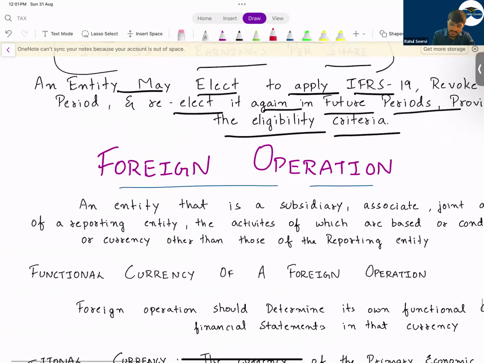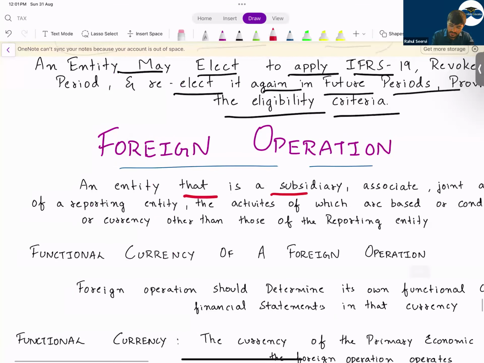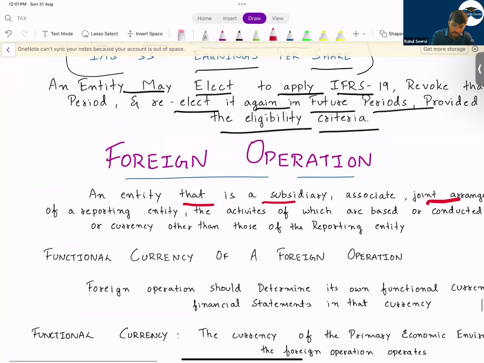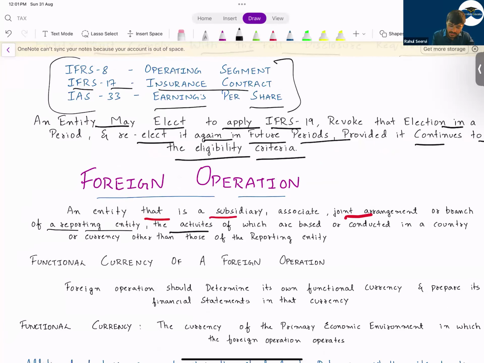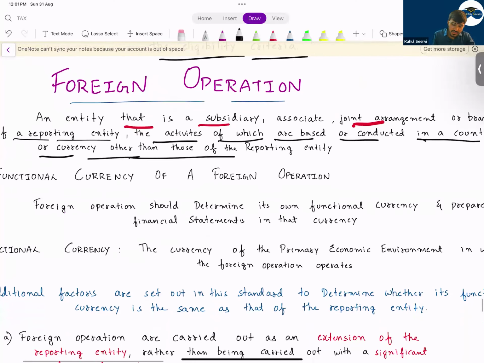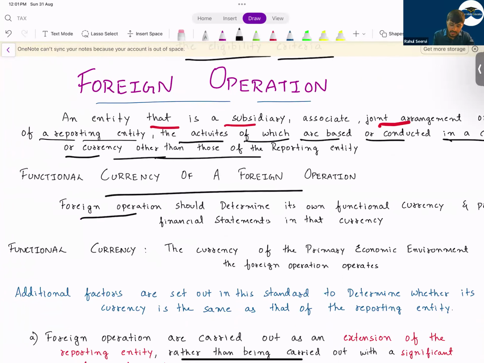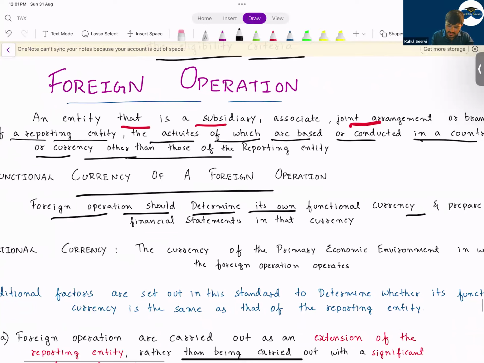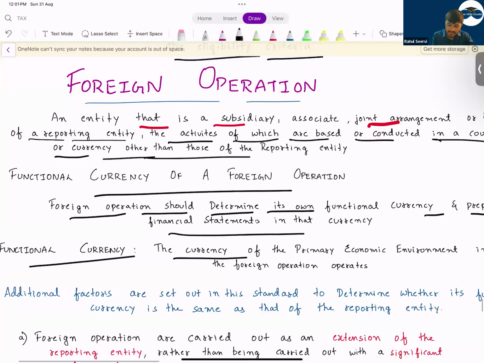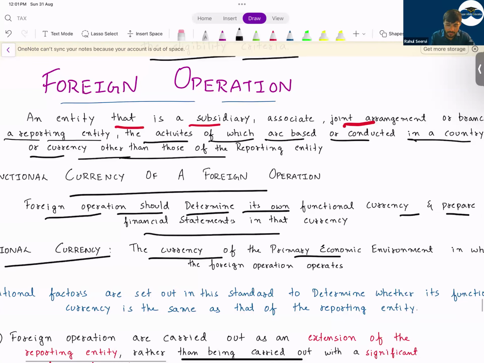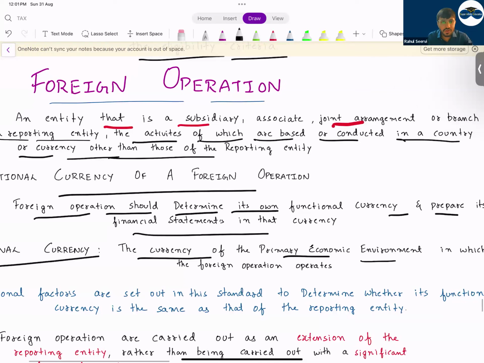Foreign operation: an entity that is a subsidiary, associate, joint arrangement, or branch of a reporting entity, the activities of which are based or conducted in a country or currency other than those of the reporting entity. Functional currency of a foreign operation is what? It should determine its own functional currency and prepare its financial statements in that currency. So functional currency is the currency of the primary economic environment in which the foreign operation operates. In the example which I have taken, it is US dollars.